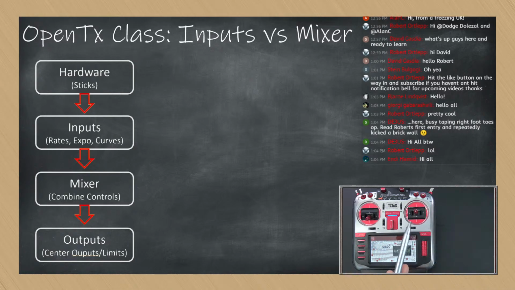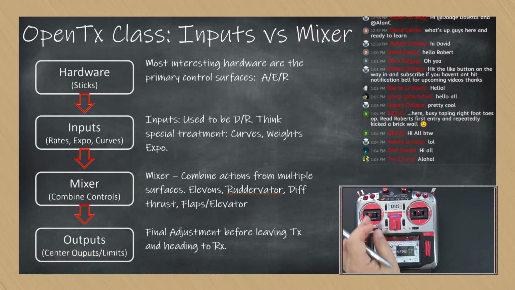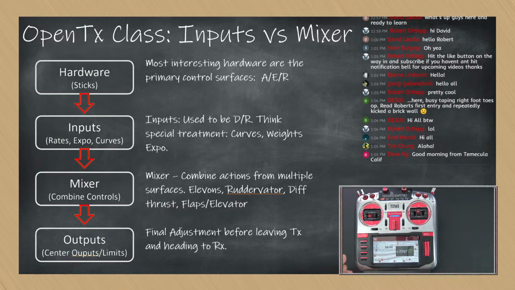So to start out with, we've got the hardware. When I say hardware, we're talking about the sticks. On the radio, we've got sticks. Now, when it comes to OpenTx, the most interesting sticks on inputs are the main controls: aileron, elevator, and rudder. When you build a model configuration, they actually throw throttle in there as well for the input screen, but honestly, I've never done anything with throttle on the input screen. The only thing I've ever really used the input screen for, aside from some very one-off trick configurations, has been aileron, elevator, and rudder.